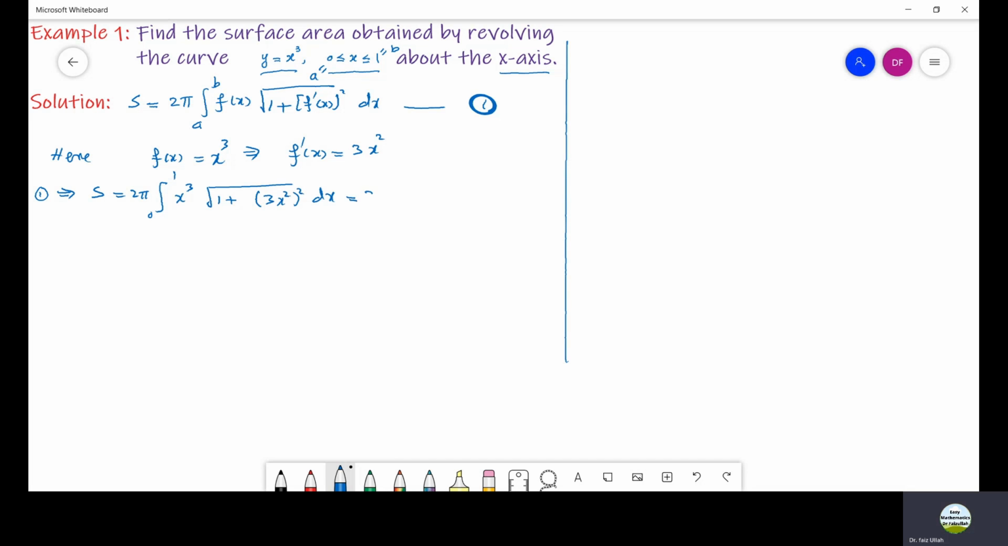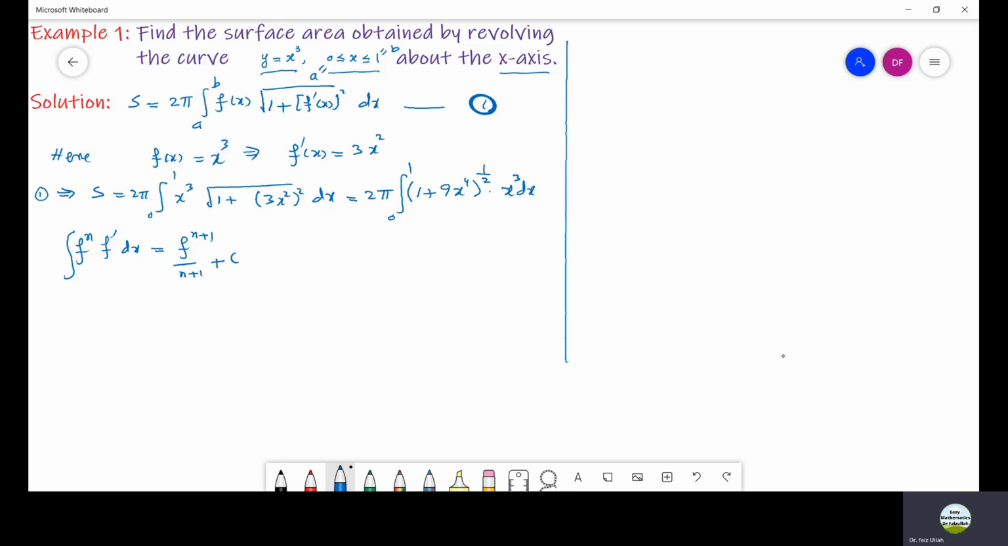If we further simplify this, we have integration from 0 to 1, and I can write it like this: 1 plus 9x power 4, whole power 1 over 2, into x cube dx. Now here we shall use a rule of integration, which is if we have f power n into f dash, then its integration is f power n plus 1 divided by n plus 1 plus c.